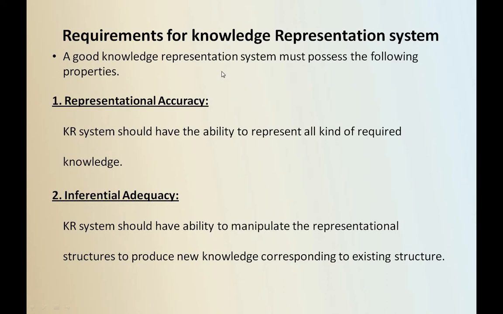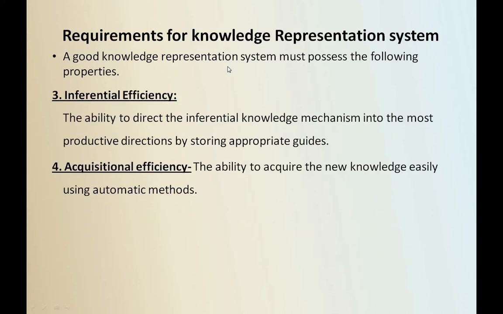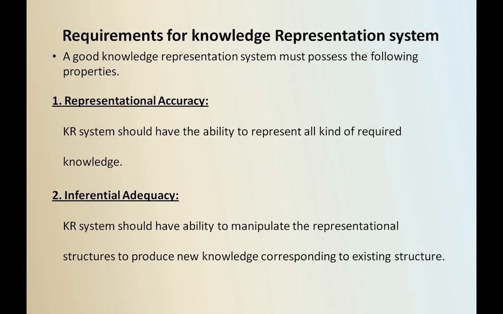A good knowledge representation system must have the following properties: representational accuracy, inferential adequacy, inferential efficiency, and acquisitional efficiency. These are the four most important requirements for the knowledge representation system.